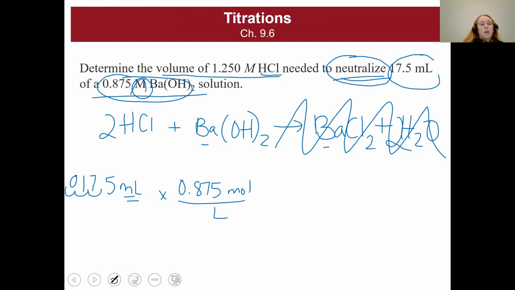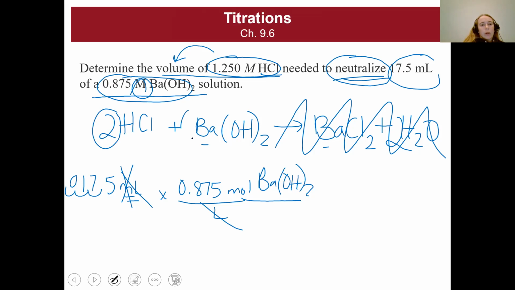0.0175. All right, when we have 0.0175, now it's liters, so liters cancel out with liters, and that'll get us to moles of barium hydroxide. And we want moles of HCl because we want to go from a concentration to a volume. And the thing that will get us there is moles of HCl because we want volume of HCl. So I'm going to find moles of HCl using our balanced equation.